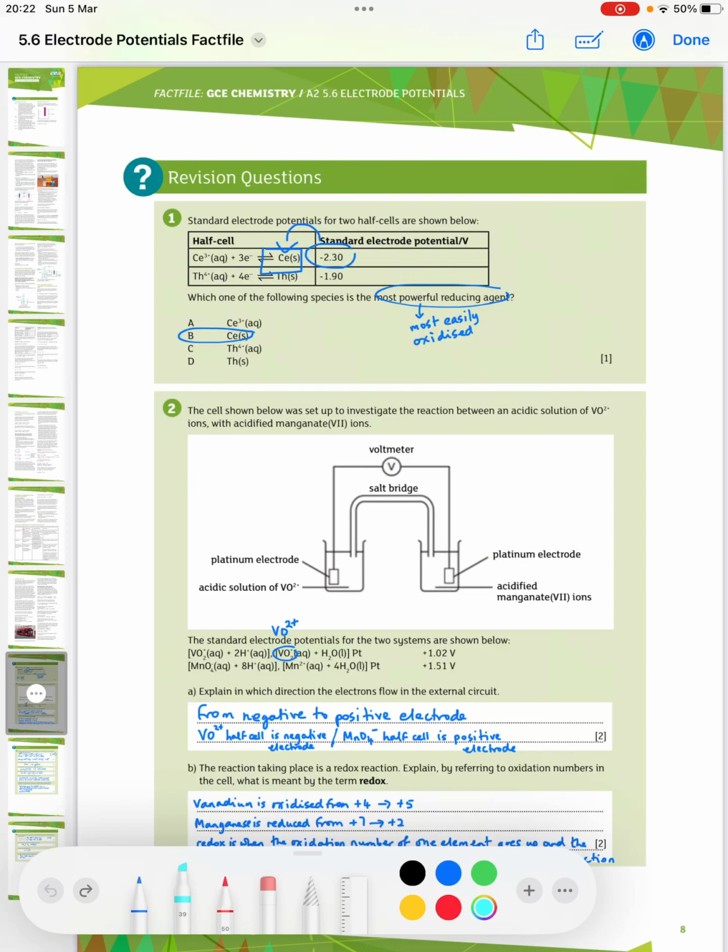This is the CCEA Factfile for A2 Chemistry. It's 5.6 Electrode Potentials, and these are the answers for the questions.